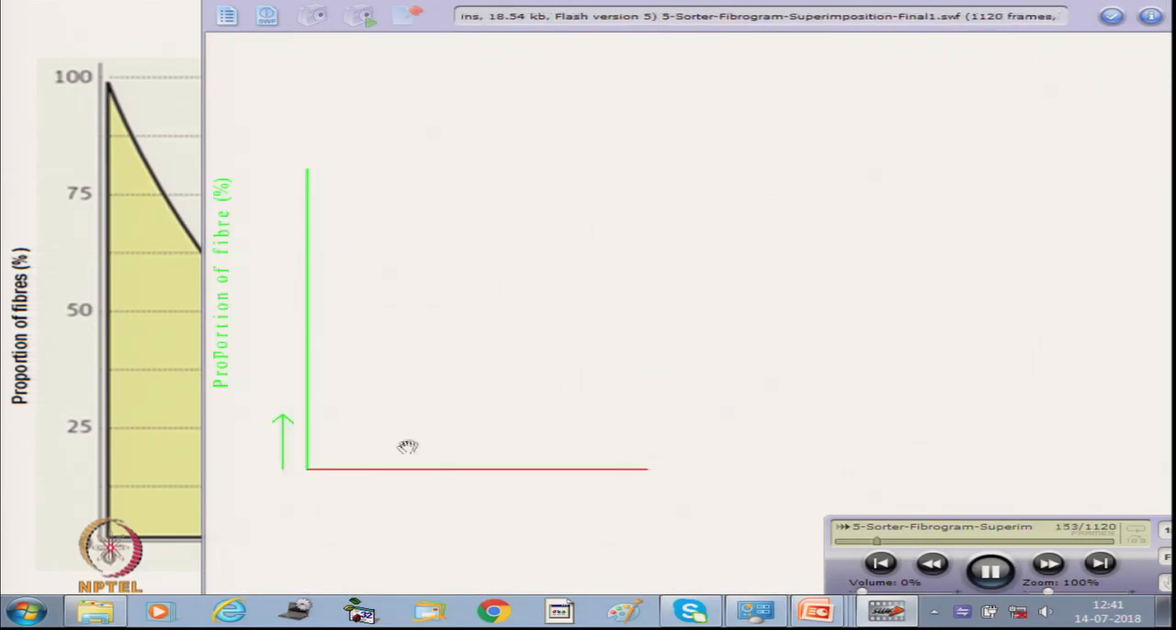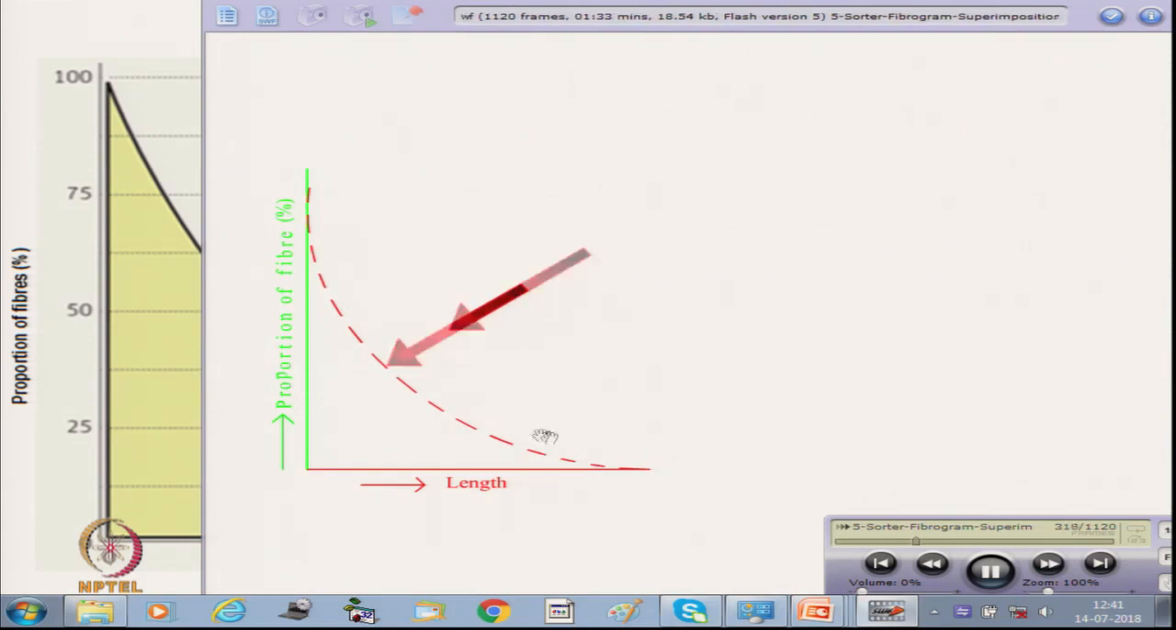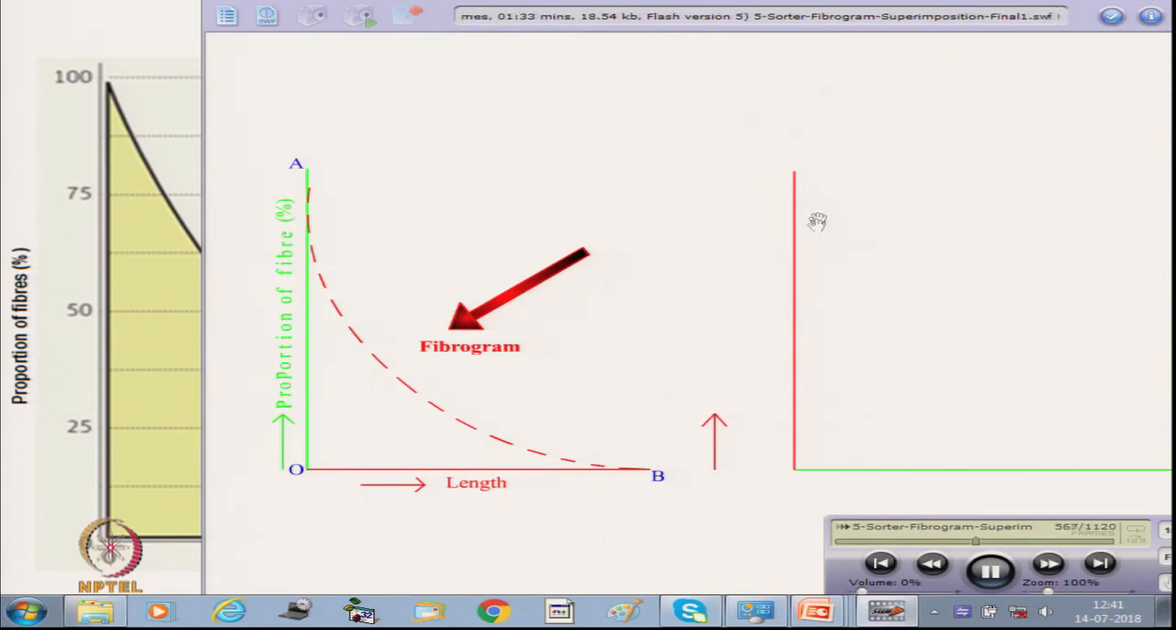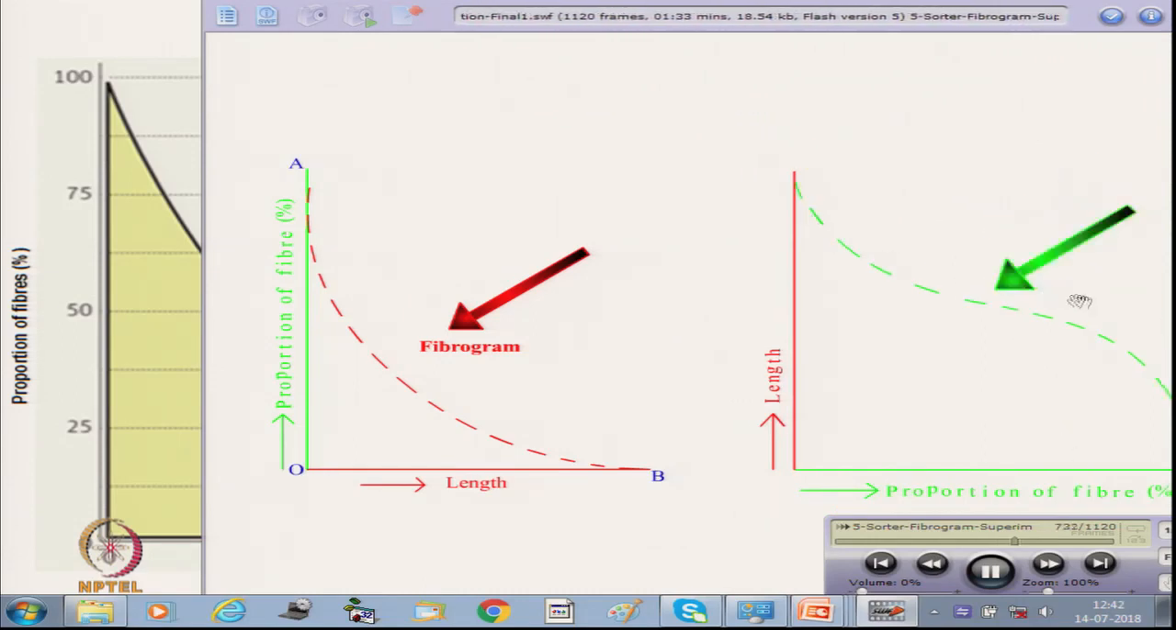So, this is the fibrogram, where the x axis shows the length and the y axis is the proportion of fiber. And in the shorter diagram, the x axis will be the proportion of fiber and the y axis will be the length of fiber, which is shown in the red color. Okay. And this is the length of fiber, and here the x axis will be the proportion of fiber, and this is the typical form of a shorter diagram.